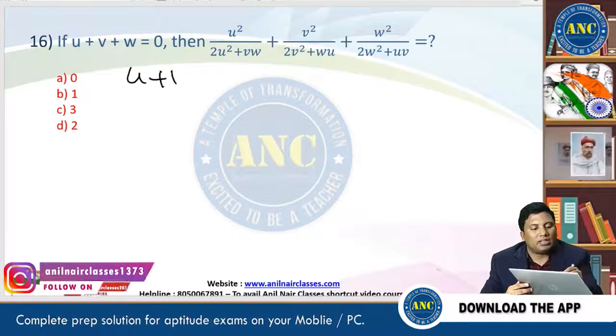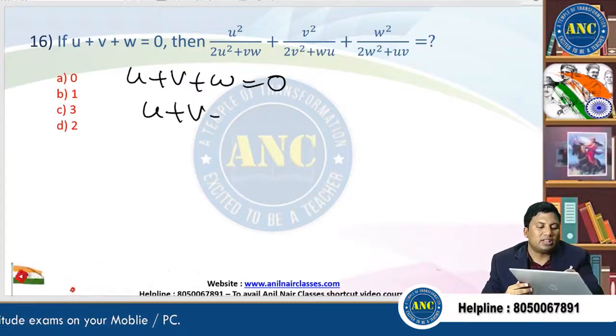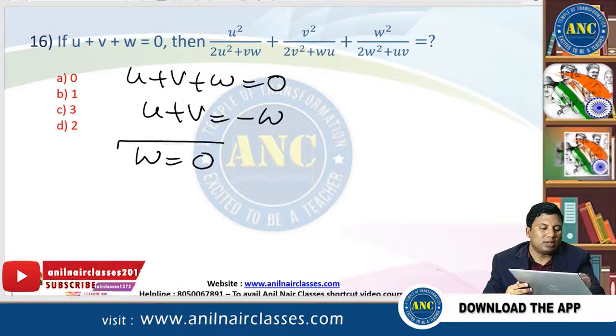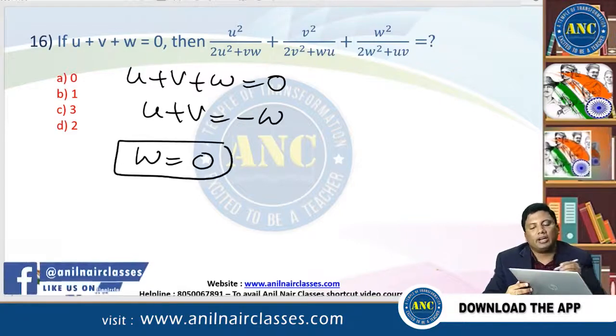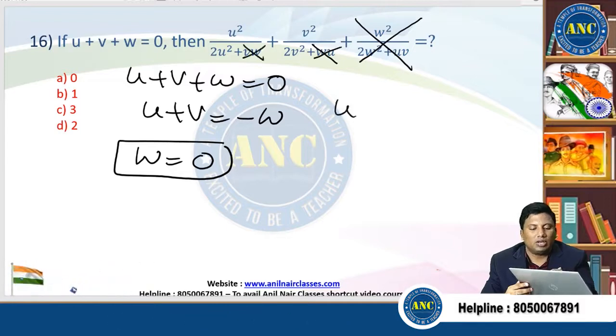u plus v plus w equivalent to 0. u plus v is nothing but minus w. w is nothing but 0. Make dependent variable 0. This is out, these out, these out.